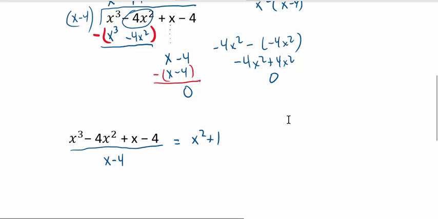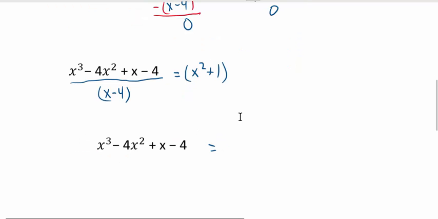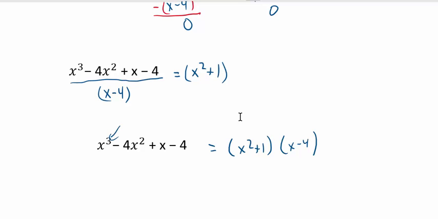So what that means is, if I was to multiply both sides by x minus 4, what I would get is that our given cubic polynomial could be written as x squared plus 1 multiplied by x minus 4. So in a sense, I've factored the cubic polynomial into a quadratic times a linear factor.